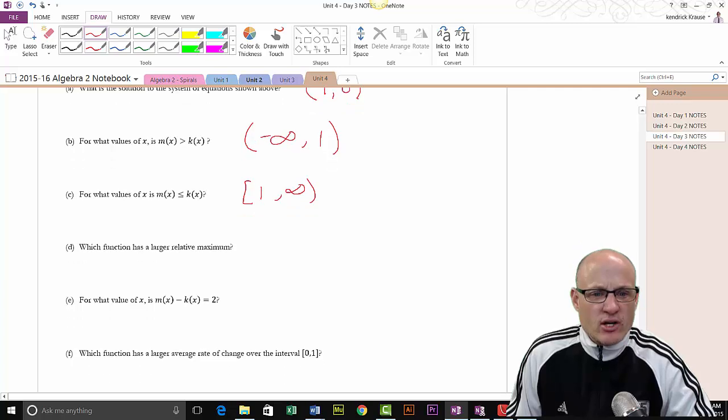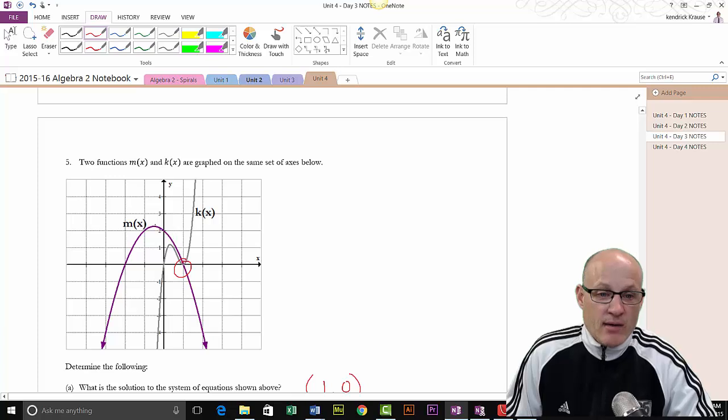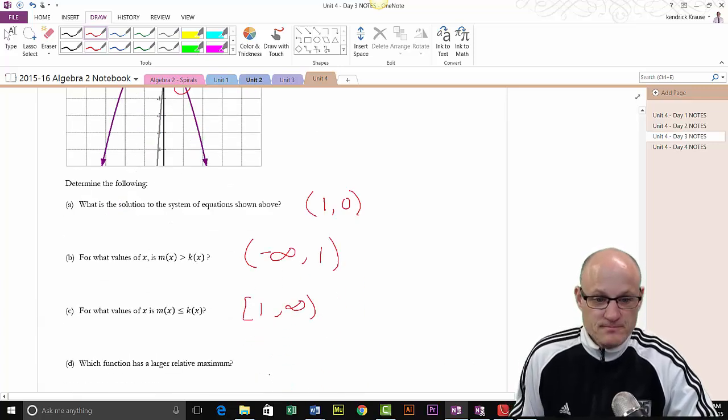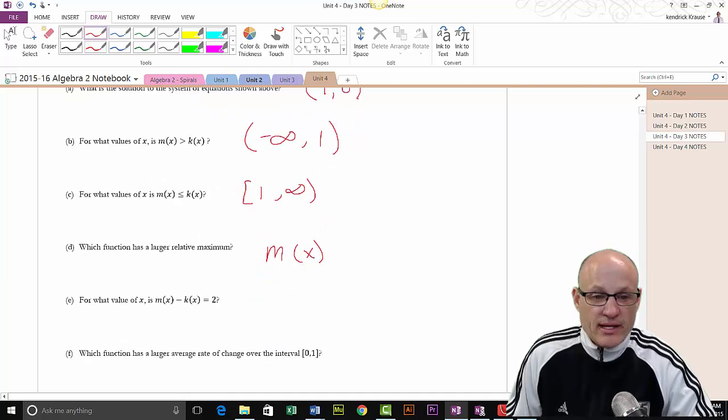Nope. Which is the larger relative maximum? Relative maximum, okay. M of x's regular maximum is there, a relative maximum there, and k of x's relative max is there. So m of x has the larger one. M of x has the larger relative max.